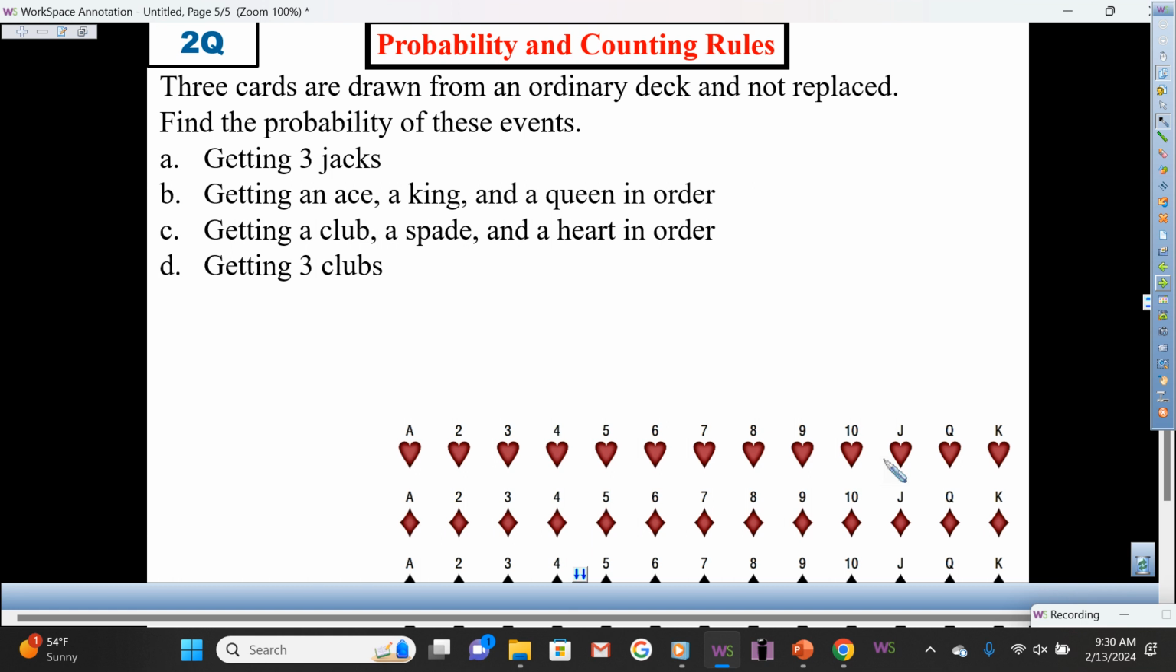Who went? Chelsea? She'll pass it to someone. 3 cards are drawn from an ordinary deck and not replaced. So, Chelsea, pass to someone. Peyton, what's the difference from the previous examples to this one?